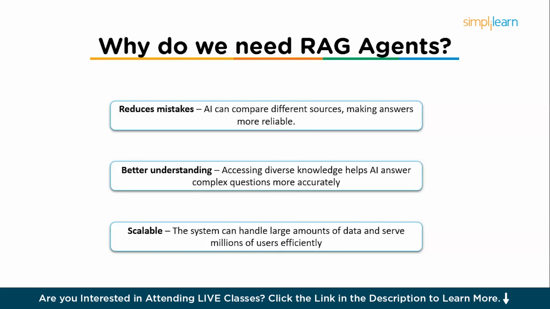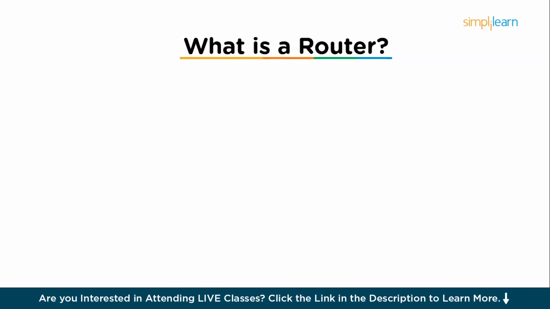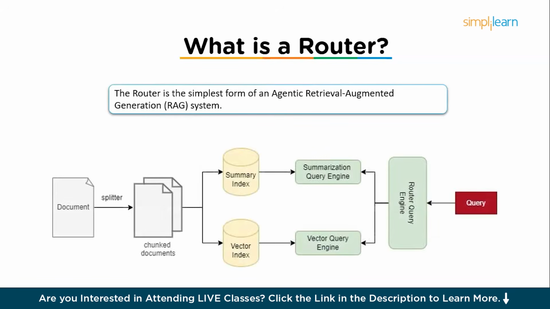Down the line, we'll see a lesson about the router query engine. So let's move on. Let us understand what a router is. The router is the simplest form of an agentic Retrieval-Augmented Generation, that is RAG, system. It is responsible for directing user queries to the appropriate retriever or response module based on predefined logic.